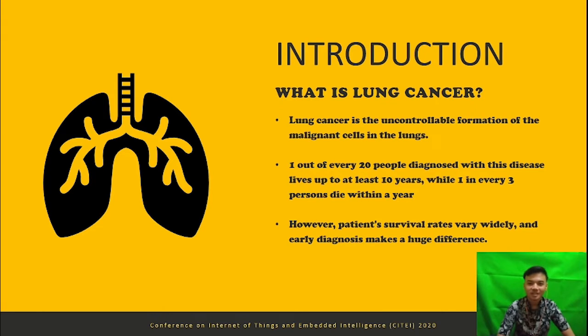Introduction. What is lung cancer? Lung cancer is the uncontrollable formation of malignant cells in the lungs. 1 out of every 20 people diagnosed with this disease lives up to at least 10 years, while 1 in every 3% die within a year. However, patient survival rates vary widely, and early diagnosis can make a huge difference. So, from this paper, I hope we can help people or doctors to make it easier to diagnose lung cancer.